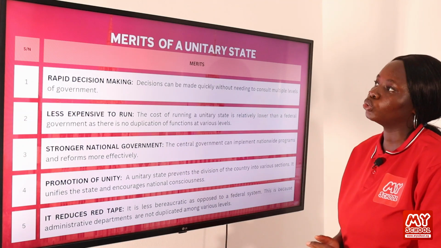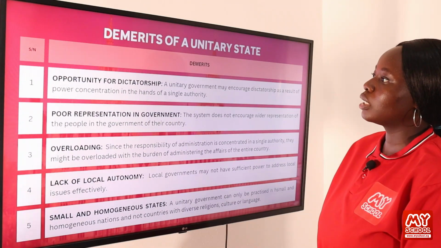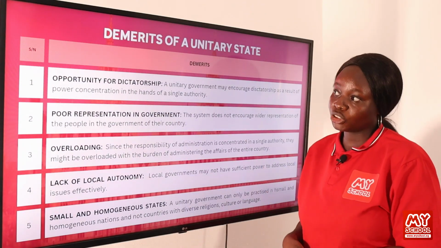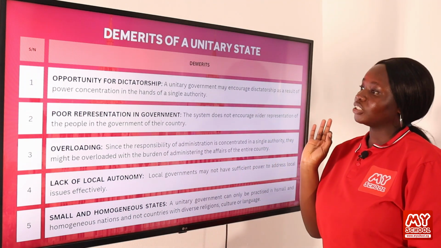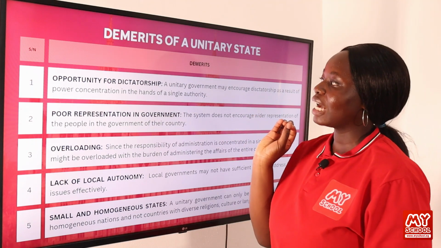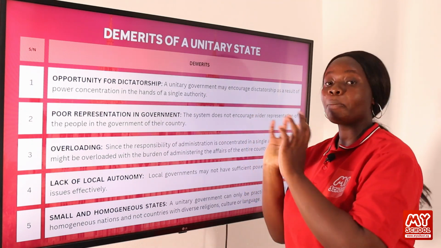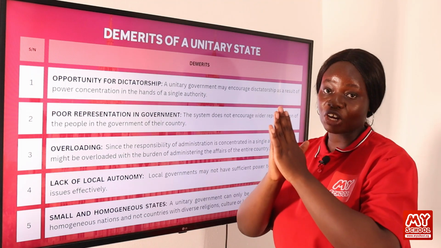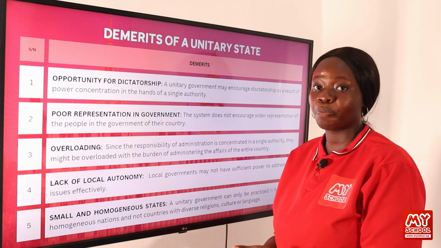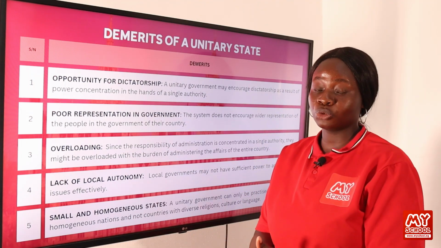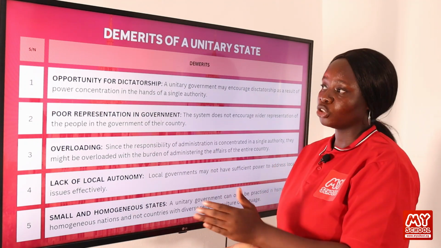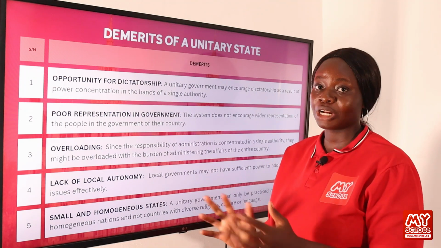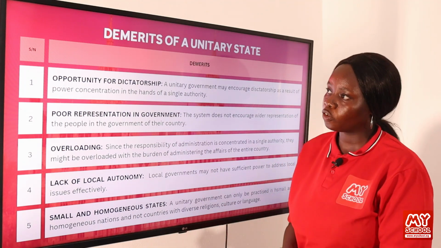Now let's move on to the demerits of a unitary state. One of the demerits is the opportunity for dictatorship. A unitary government may encourage dictatorship as a result of power concentration in the hands of a single authority. So when power is concentrated in the hands of the central government, he may feel he has a lot of power and may eventually transition to become an authoritarian leader. So in order to avoid dictatorship, some countries of the world try to avoid the unitary system of government.